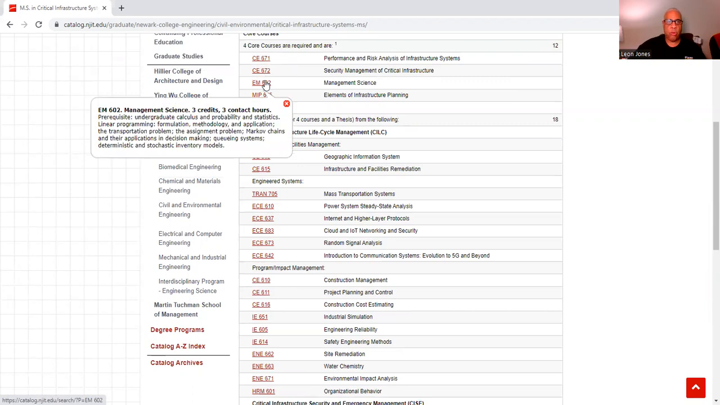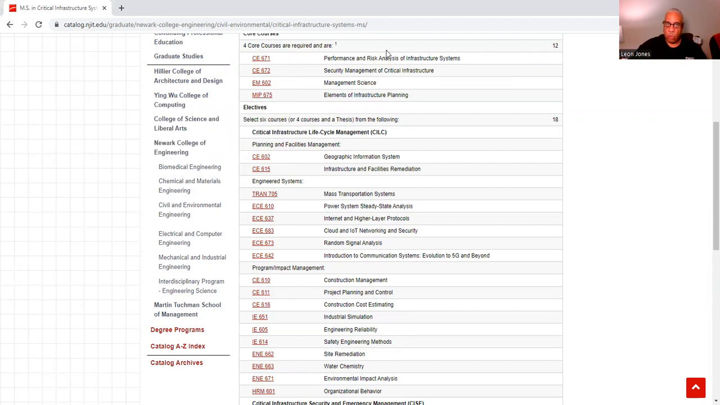Management science, which is mainly dealing with operations management. Take these 4 courses, learn all about the performance and risk analysis of infrastructure systems, security management of infrastructure systems. You're going to get a second master's degree. This is where to go, especially if you have an infrastructure related degree like architectural engineering, architecture, and civil engineering.